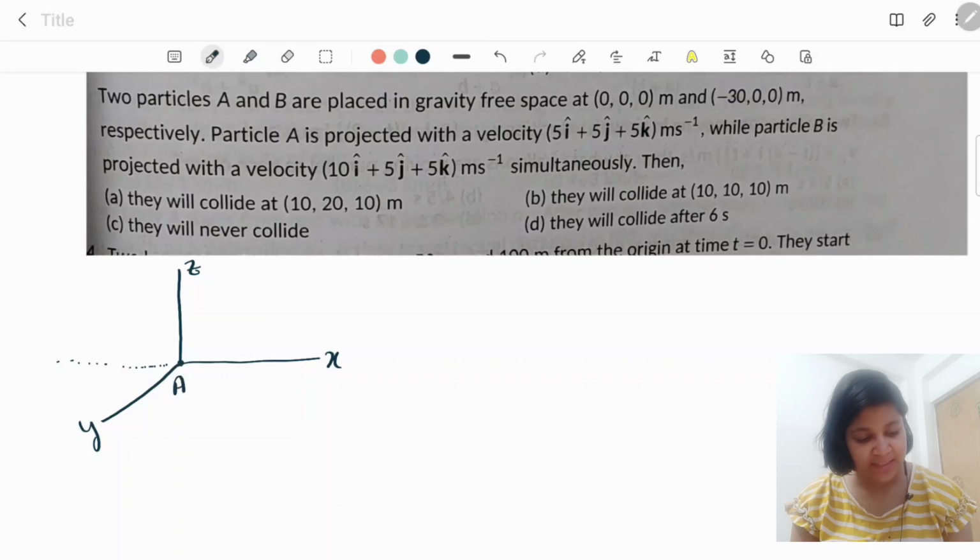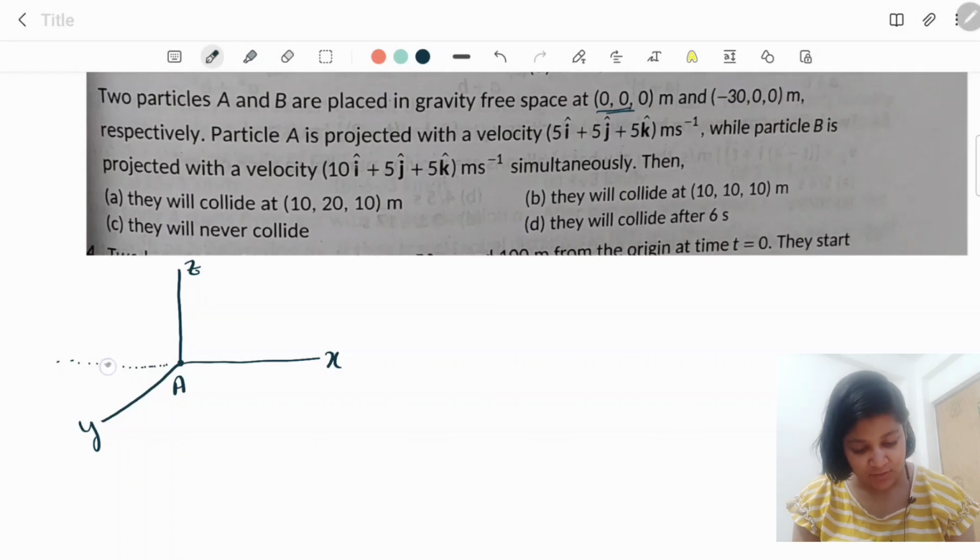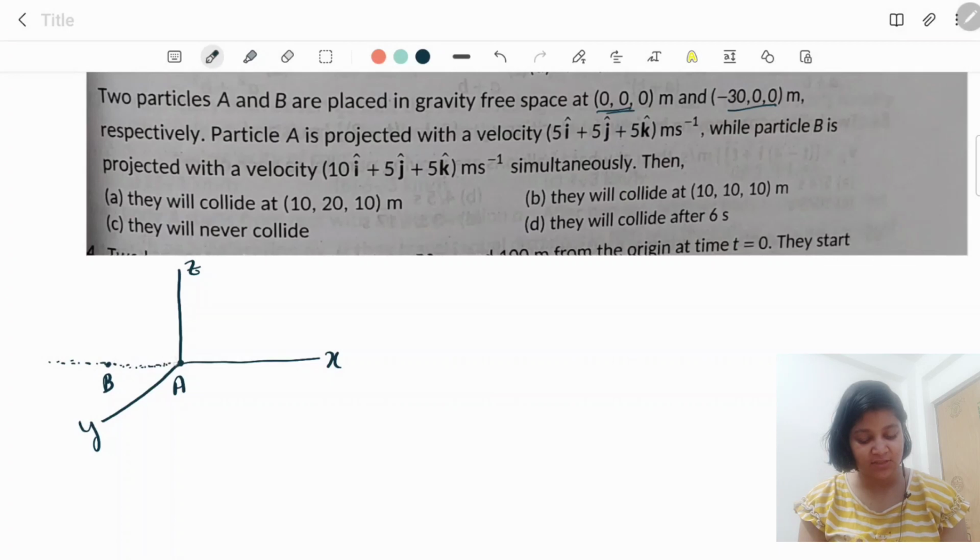So our particle A, which has a coordinate of 0, 0, 0, is at the origin of the coordinate system. And our particle B has a coordinate of minus 30. That means we have to move 30 divisions in the x-axis towards the left, because its y and z coordinates are 0. So our particle B is somewhere on the x-axis, 30 divisions along the left.